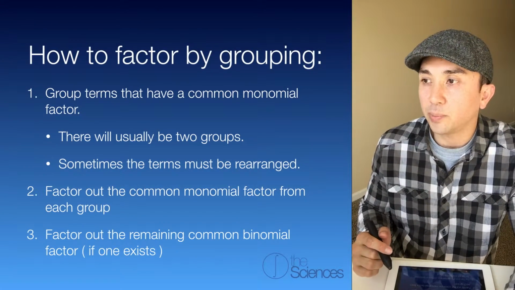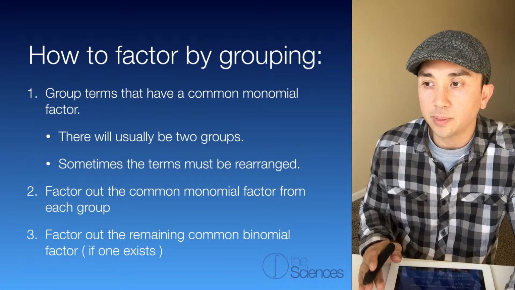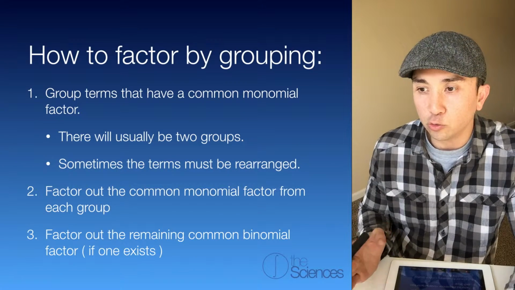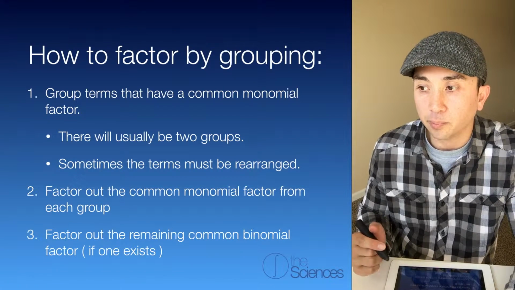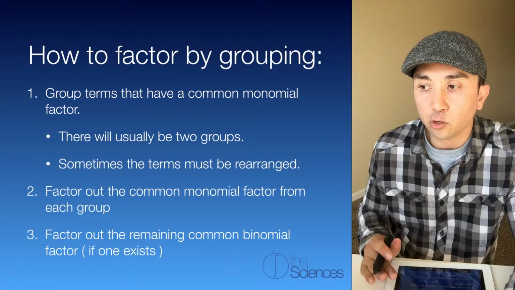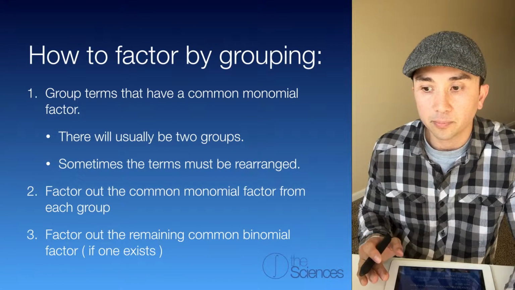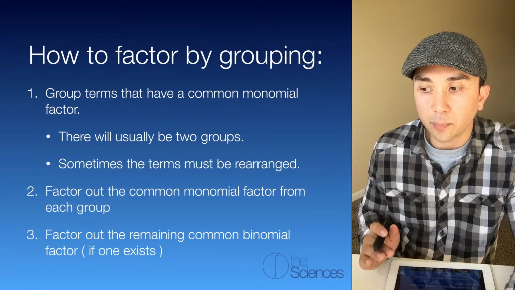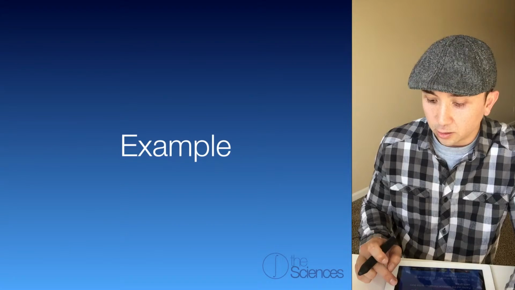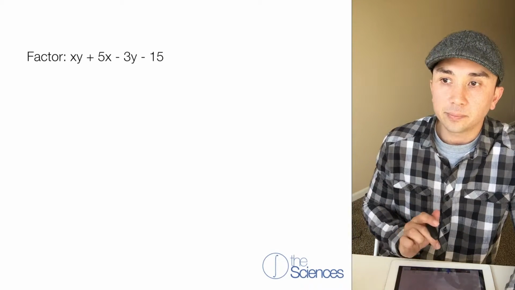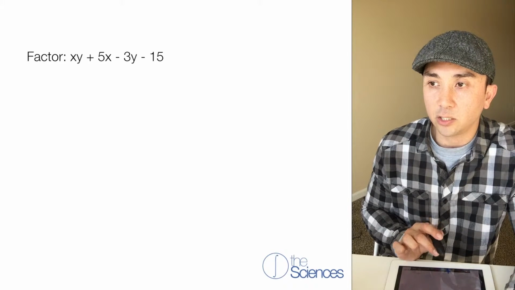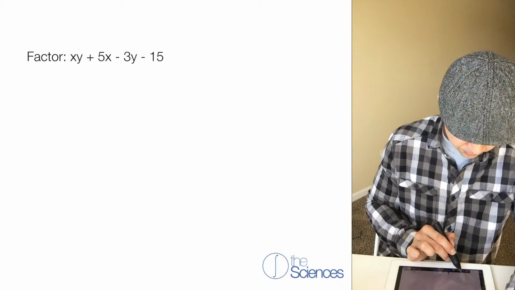Now here's how to factor by grouping. You're going to group terms that have a common monomial factor. There will usually be 2 groups. Sometimes the terms must be rearranged. And then you're going to factor out the common monomial factor from each group. And then you're going to factor out the remaining common binomial factor if one exists. So let's do an example. Let's factor xy plus 5x minus 3y minus 15.